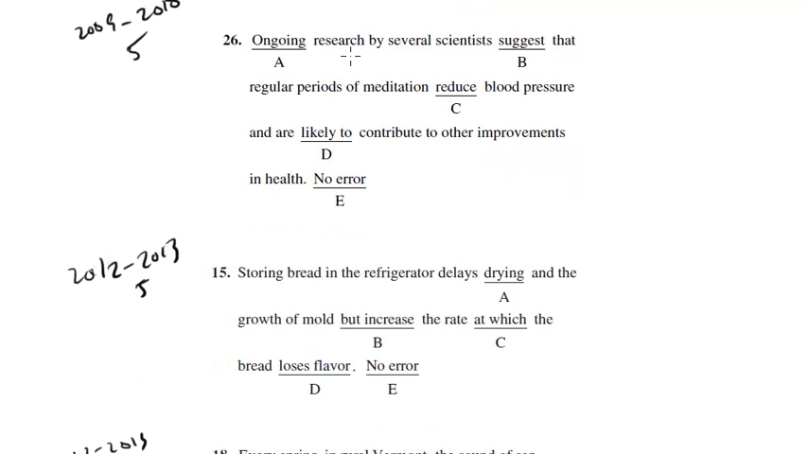Ongoing research by several scientists suggests that regular periods of meditation reduce blood pressure and are likely to contribute to other improvements in health. Okay, again, let's see. Ongoing research of several scientists. Well, here's a verb, suggest. Well, who's doing the suggesting? If you say several scientists, again, you've fallen for the fact that this is a prepositional phrase. This is not going to be your subject. The subject, the thing that's doing the suggesting, is the research. Research is singular. Suggest here is plural. So we need to make this suggests. Not ongoing research suggest that. It's ongoing research suggests that. So the answer here is going to be B.